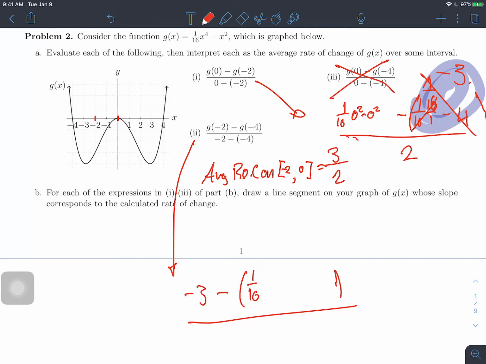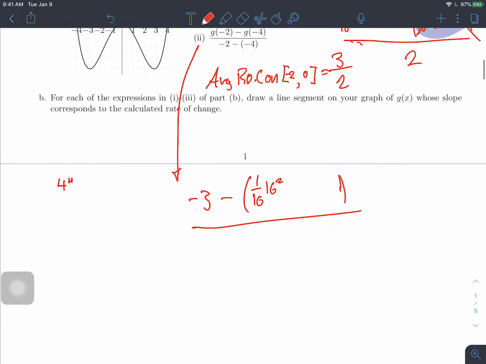Negative 4 to the 4th power, geez, why did they make me do that? That's going to be 16 squared. Okay, here's how I know. 4 to the 4th equals 4 times 4 times 4 times 4. And that's equal to 16 times 16, which is equal to 16 squared. Okay, so that's why I'm writing 16 squared here. I can cancel 1 power of 16.